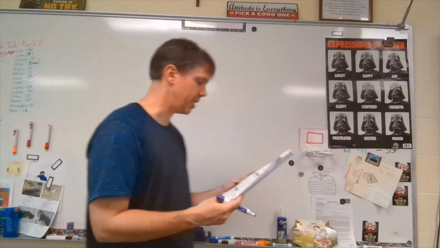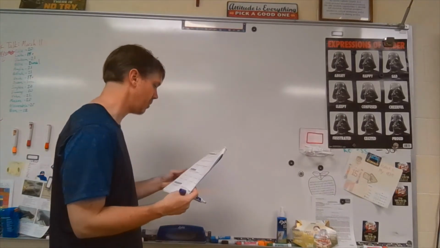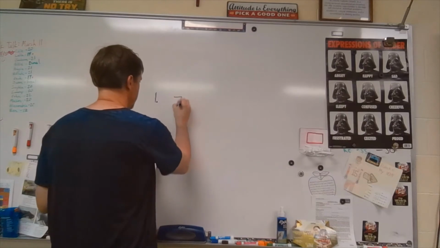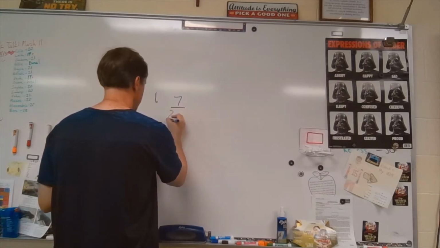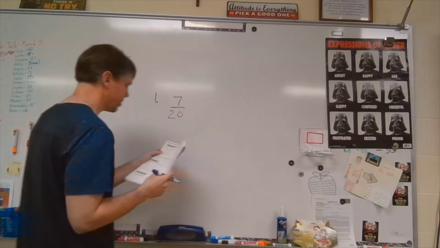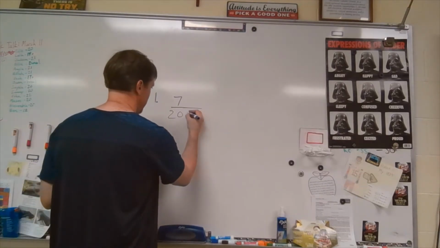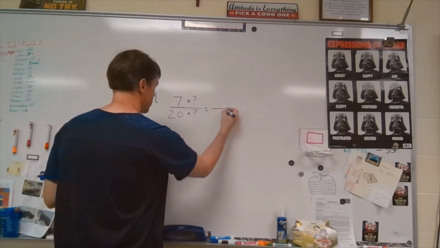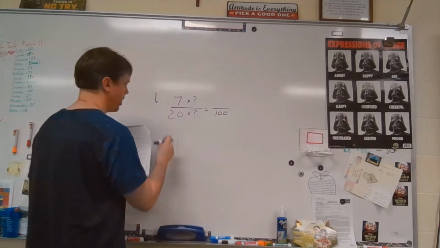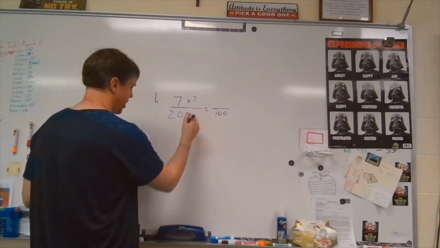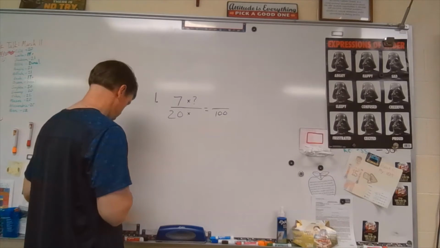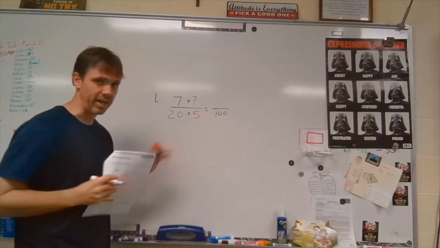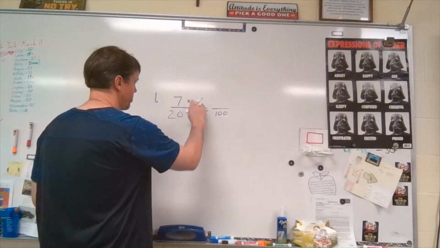All right, so let's take a look at, and we'll just look at number 1, just because it's there. They're going to give you 7/20ths written as a percent. And they actually show you, hey, you're going to multiply the top and the bottom times some number, and put little question marks like that, so that it is over 100. Well, we know that 20 times 5 equals 100. And whatever we do to the bottom, we have to do to the top.